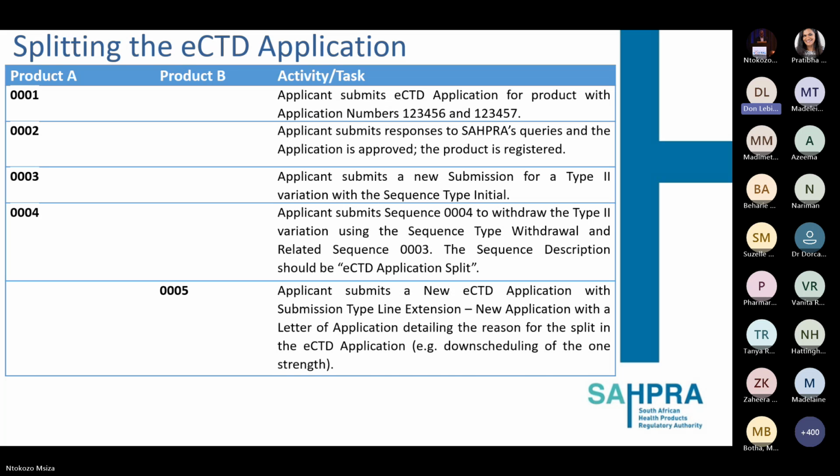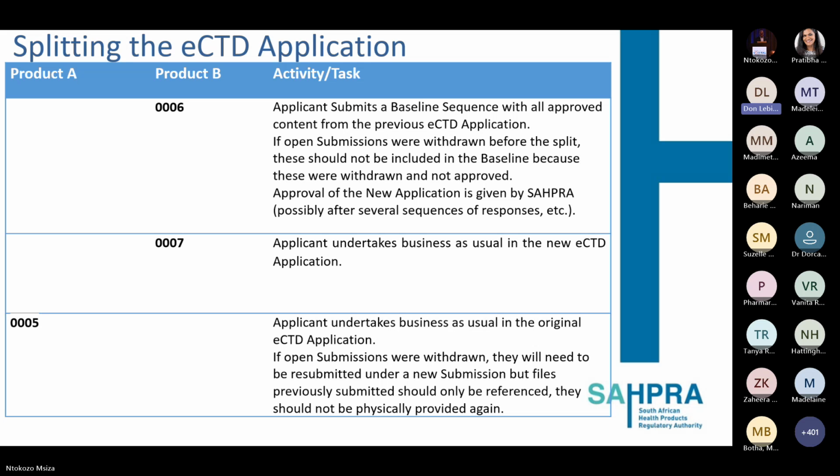Okay, and then in your sequence 0006, you would submit a baseline with all the approved content from the previous sequences 1 to 5. If you have any open submissions where you had to do the withdrawals before the split, these should not be included in the baseline because these were withdrawn and not approved.